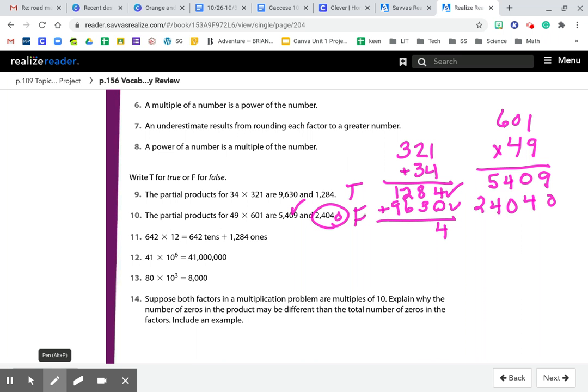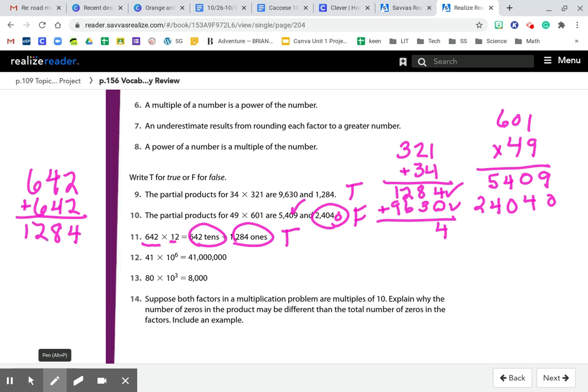642 times 12, 642 tens plus 1,284 ones. And that is true because when your final answer is going to be 642 times 10 plus 642 times 2. So that is a true one. 642 times 2, if you're not sure what that is, you can multiply it. I know I kind of did that in my head. I'm sorry, jumping ahead there.